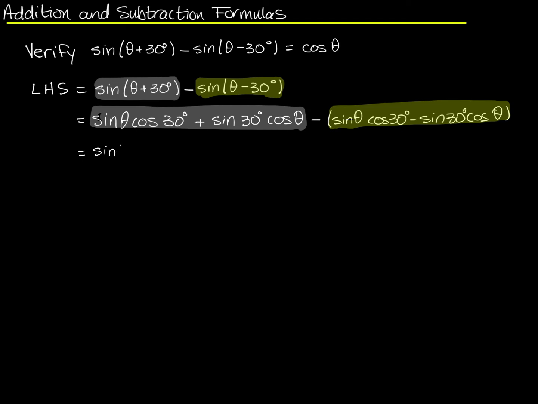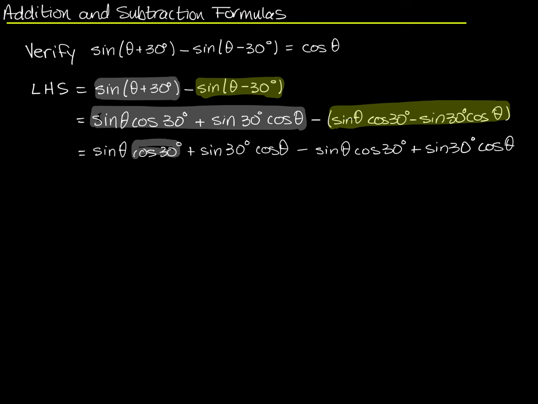Now, the next step is just a little bit of algebra. I have the sine of theta times the cosine of 30 degrees plus the sine of 30 degrees times the cosine of theta. And distributing my negative, I get minus the sine of theta times the cosine of 30 degrees plus the sine of 30 degrees times the cosine of theta. Now, within this long expression, there are 4 places where I can evaluate the sine or the cosine of 30 degrees. So that's the next step that I'm going to take.